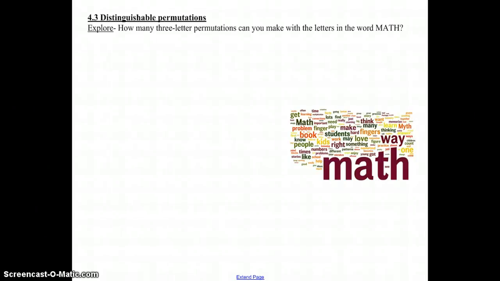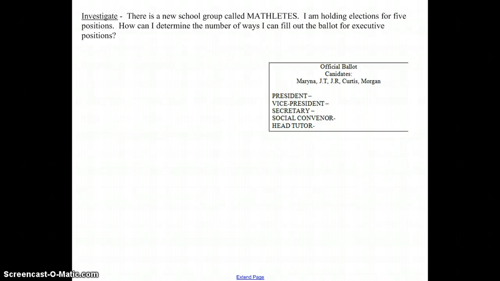So 4.3, distinguishable permutations. Explore: how many three-letter permutations can you make with the letters in the word math? All right, so now we are going to elect members of our mathlete group. So here's the options. For president, vice president, secretary, social convener, am I saying that right? Or head tutor, we've got Marina, Julius Tuba, Julius Rara, Curtis, and Morgan. You guys are our new mathlete team. So how many different ways could we select them for these positions?